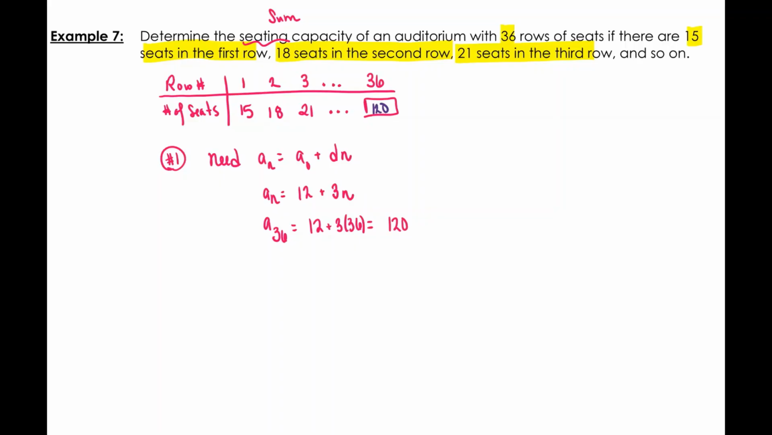Okay, and then we can go ahead and put all of the pieces together. So my sum here, S sub 36, is going to be 36 over 2 times the first term, which was 15, and the last one was 120. And then doing the math there, we get 2,430 seats. So that auditorium can fit that many people in it.